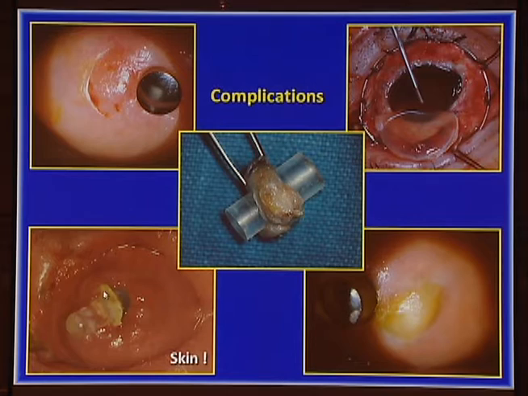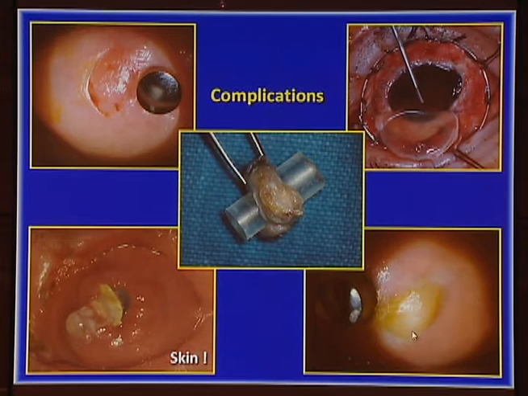This is another quite frequent complication. We see a little part of the bone which comes out of the mucosa. It can be easily cured. We drill the bone and we perform a plastic of the mucosa.